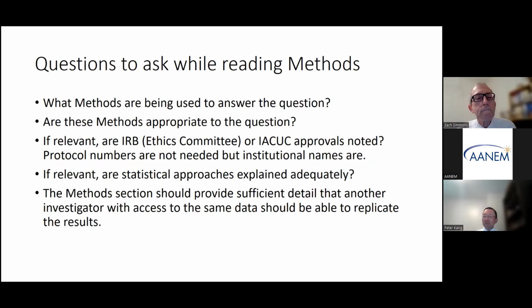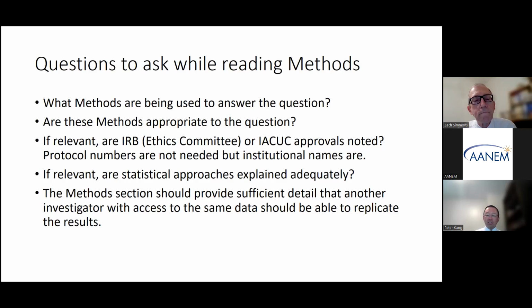You want to ask what methods are being used to answer the question, and are these methods appropriate to the question? And then you want to ask about are IRB protocols mentioned, or in other countries are sometimes called ethics committees. And then IACUC refers to animal experiments. Muscle and Nerve does publish some animal studies, so we do want in specific cases to see IACUC approvals. We do not need to see protocol numbers. That's typically not something that's needed, but it does help to know what institutions the protocols were approved at.